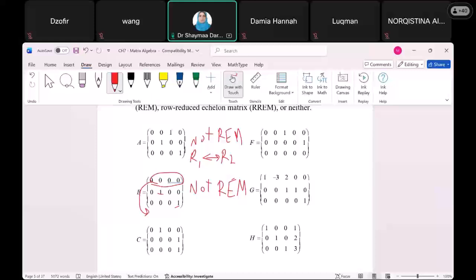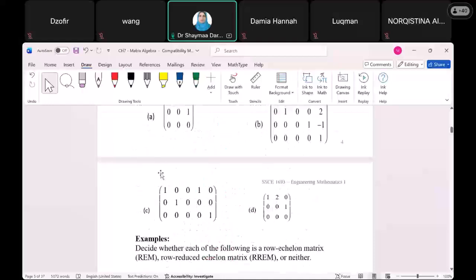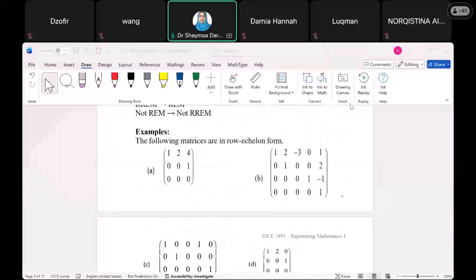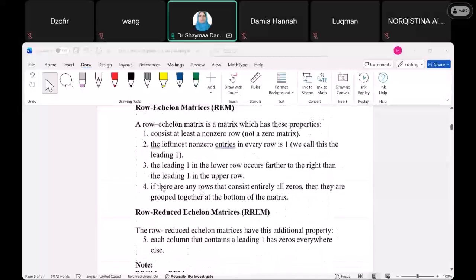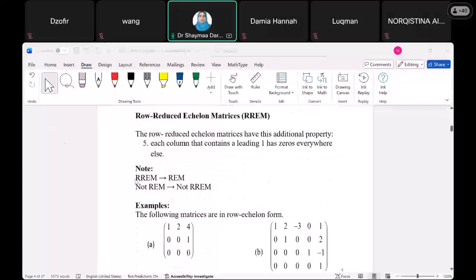You need to replace. Make this one the first row, this one the second row, this should be the last. This should be R3. If you have a row that is all 0, it should be at the bottom of the matrix. Like this one. This is the fourth condition: if there are any rows that consist entirely of 0, they are grouped together at the bottom of the matrix. So this condition is not satisfied.